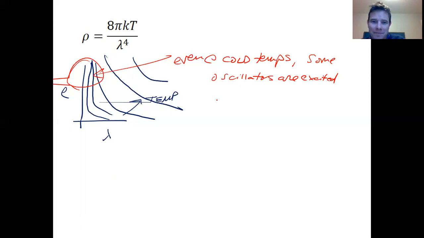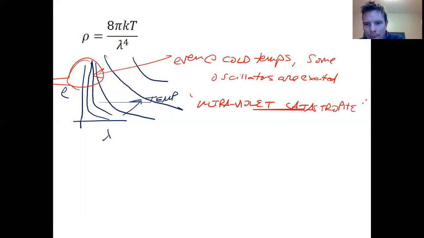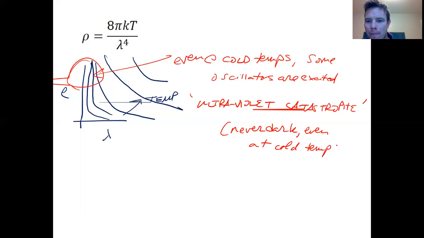This has a name, right? It's called the ultraviolet catastrophe. Ultraviolet because it's short wavelength, and it's a catastrophe because it's never dark. Right? Even at cold temperatures, these are always excited. And so how do we resolve this issue?